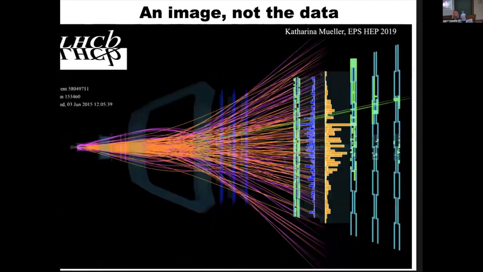another example is this one from LHCb. LHCb is a forward detector on the Large Hadron Collider. These are measurement planes, these are tracking planes, and all the lines are reconstructions of the tracks.